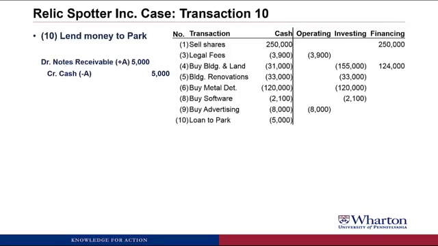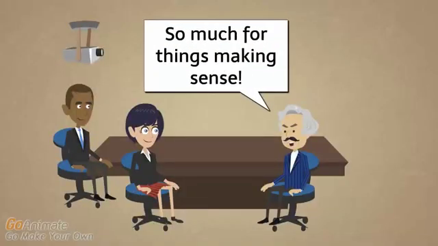Moving on to transaction number 10. Relic Spotter lent $5,000 cash to Rebecca Park as a loan, which she has a year to repay. Is that operating, investing, or financing? And the answer is a $5,000 operating cash outflow. So much for things making sense.